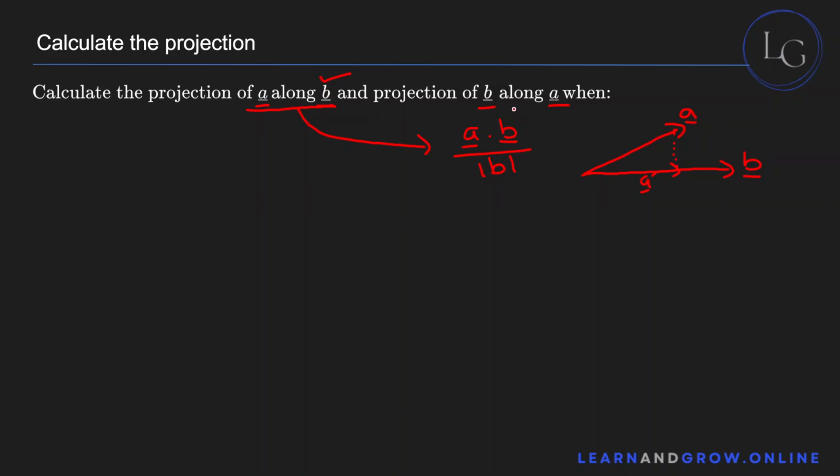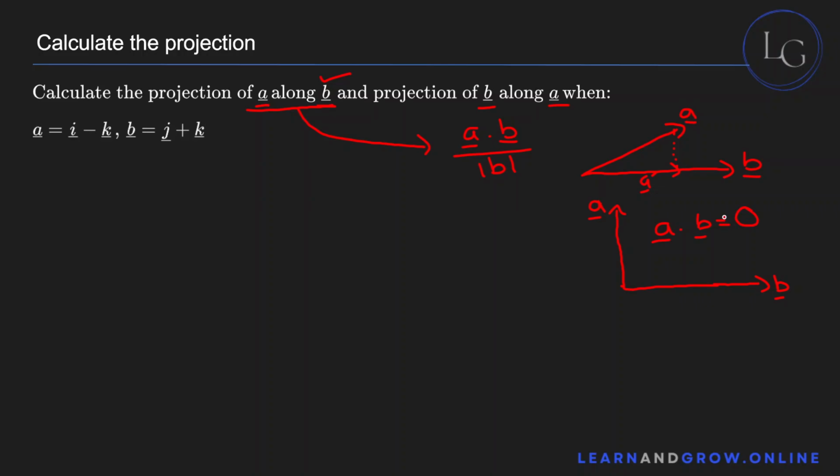And you can see that if A makes a 90-degree angle with B, so this is A and this is B, then you can see that it has no projection, and that can be proven because in this case A dot B would be equal to 0. This is a very beautiful example.